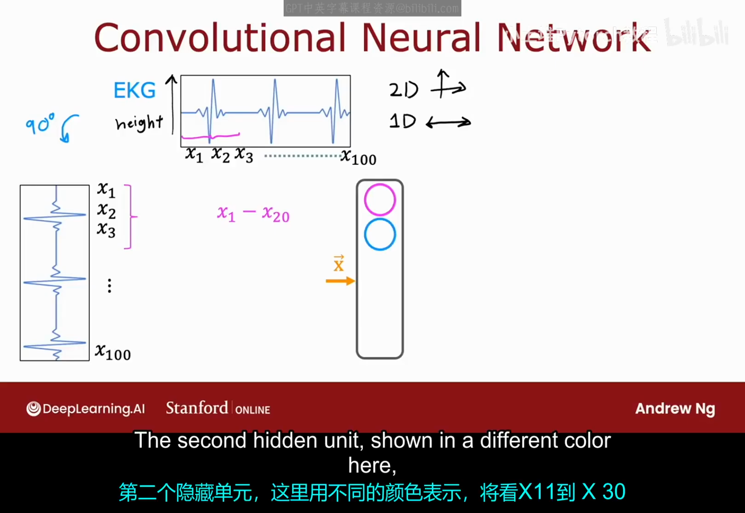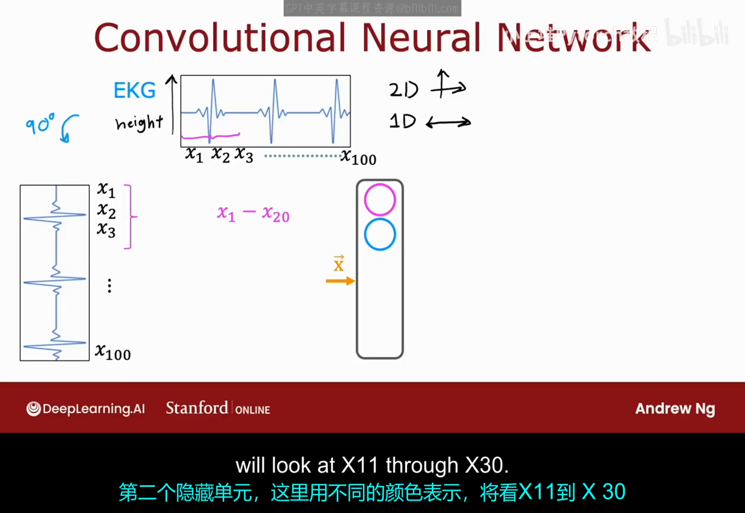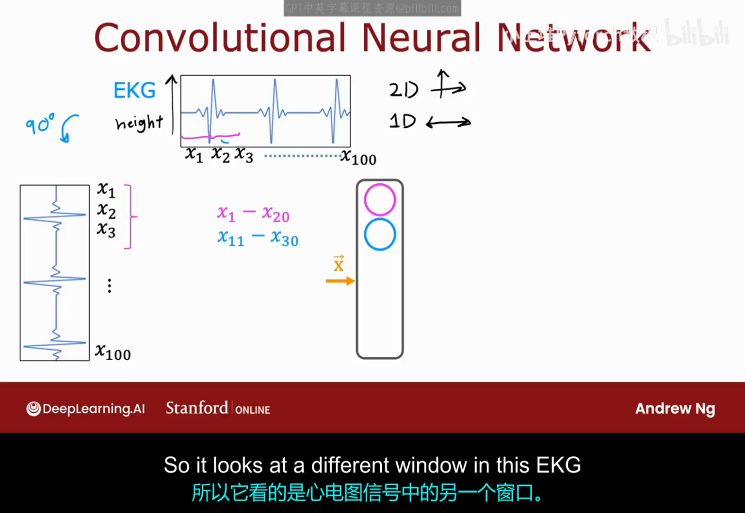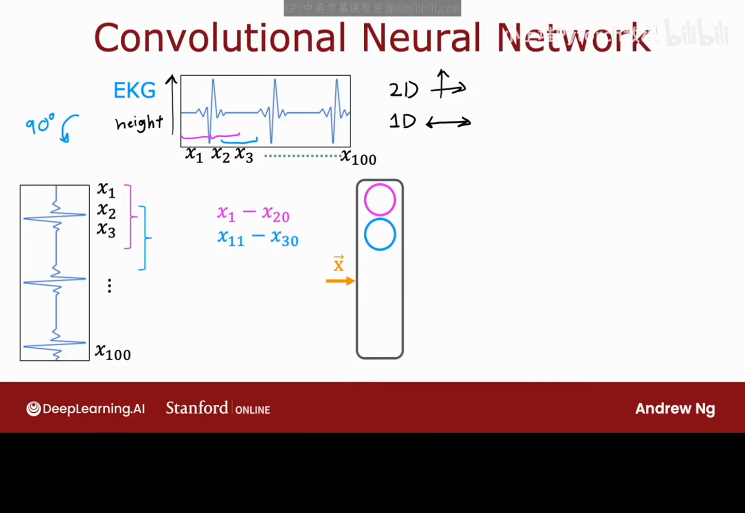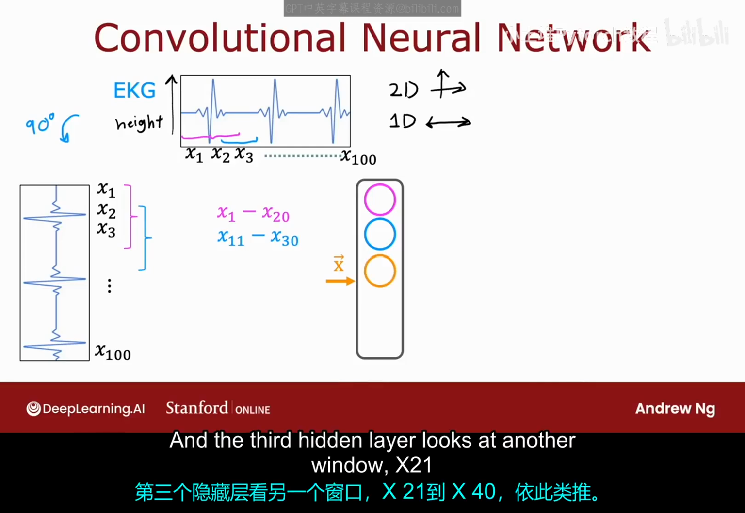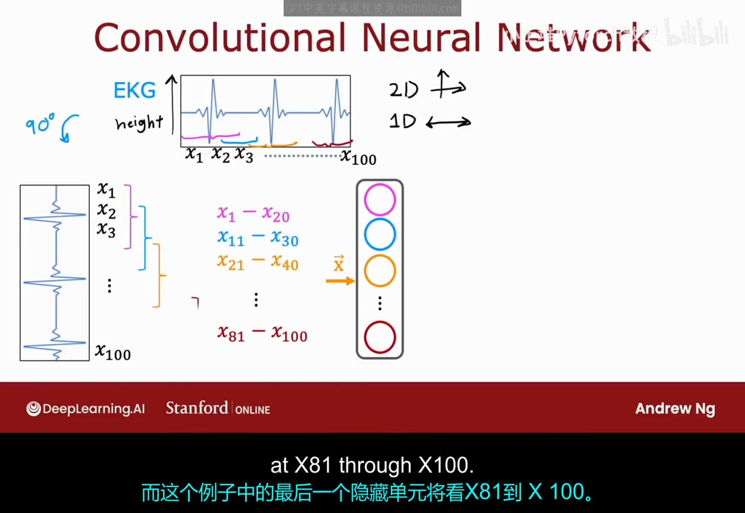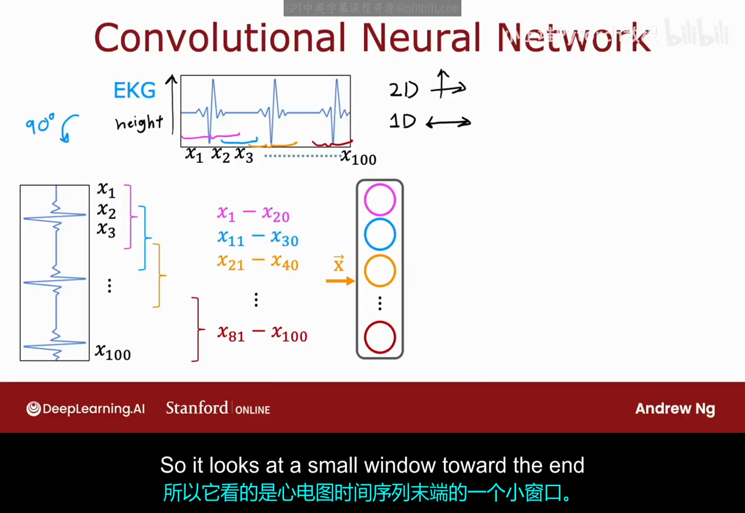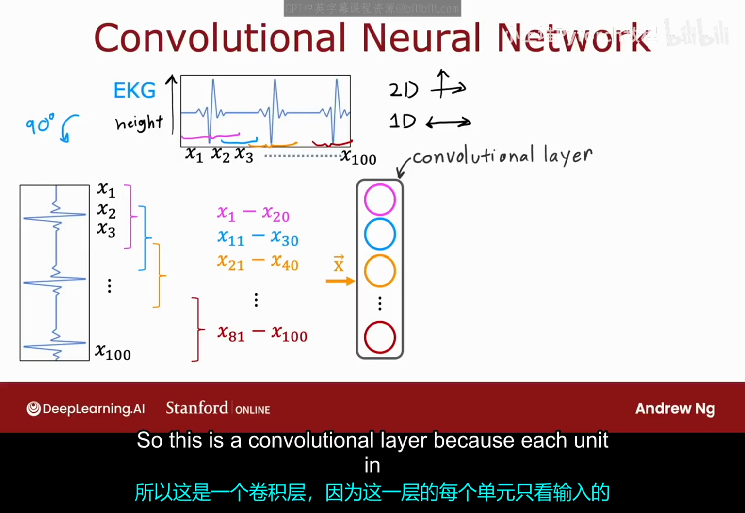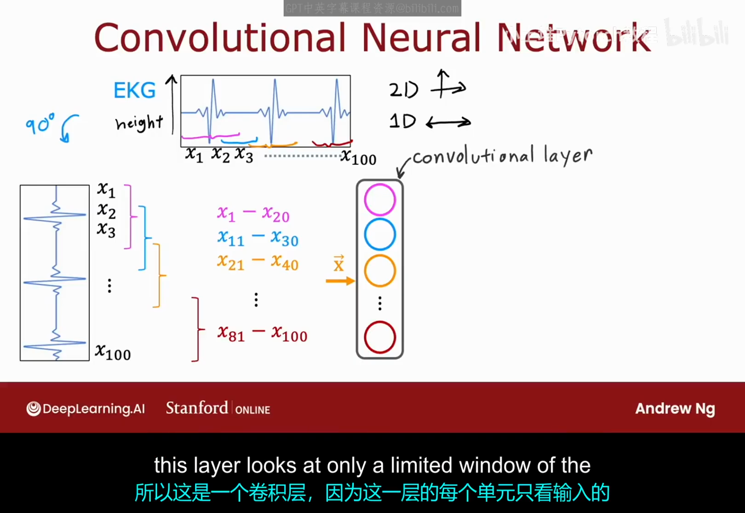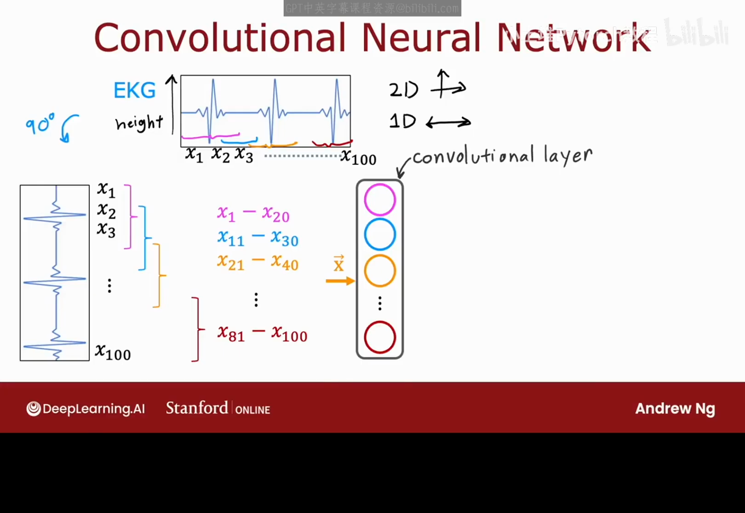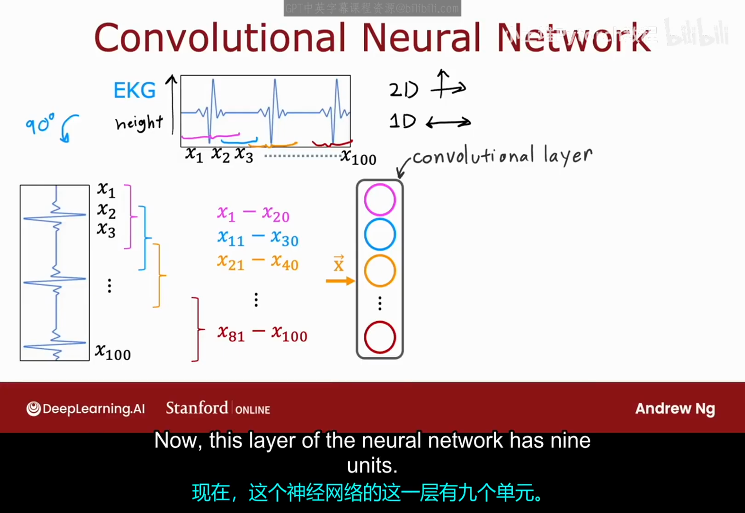The second hidden unit, shown in a different color here, will look at x11 through x30, so it looks at a different window in this EKG signal. And the third hidden unit looks at another window, x21 through x40, and so on. And the final hidden unit in this example will look at x81 through x100, so it looks at a small window toward the end of this EKG time series. So this is a convolutional layer because each unit in this layer looks at only a limited window of the input. Now, this layer of the neural network has 9 units.